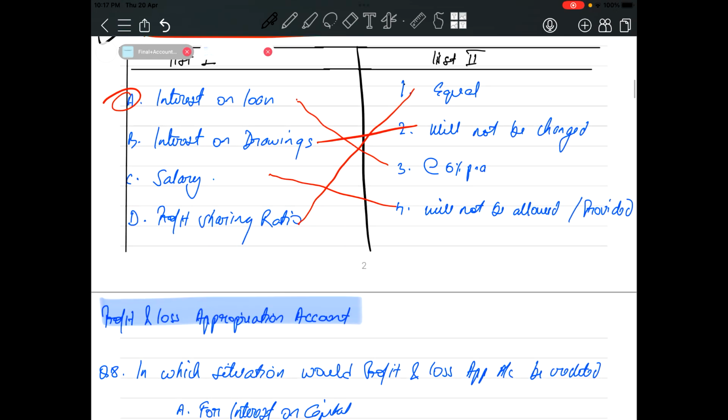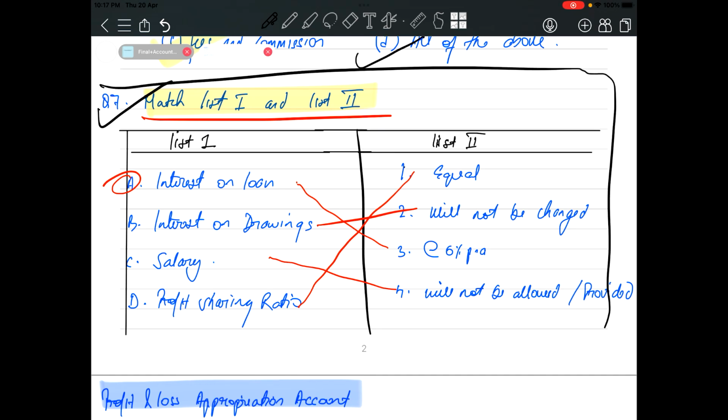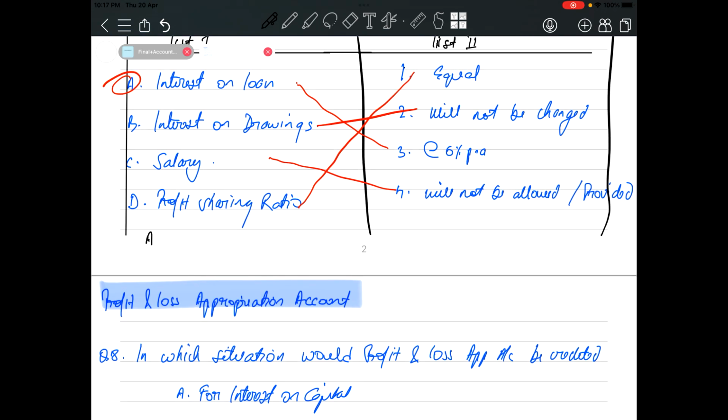Now see, how will you get the options? In your question, this will be the question, and you will get options like this. Select among A, B, C, D. So for example, they will say A3, B2, then C4, D1. So you will get options like this, and you have to select among the correct options.